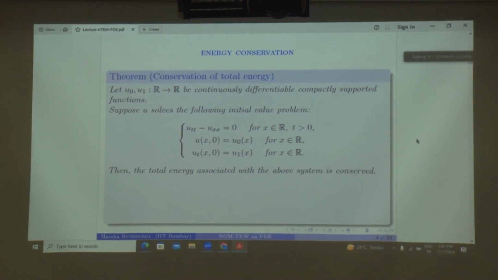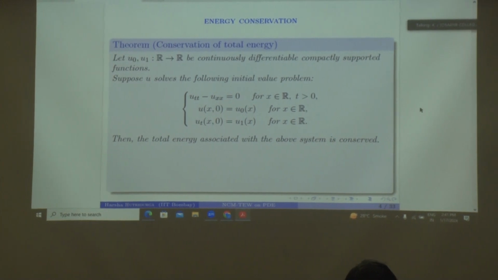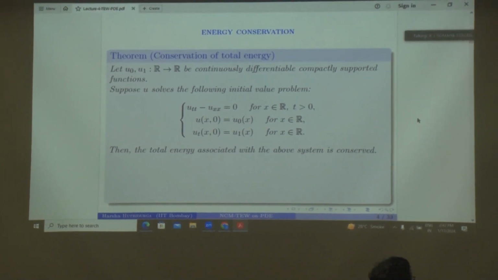So E of t is just 1/2 of integral of ut square.